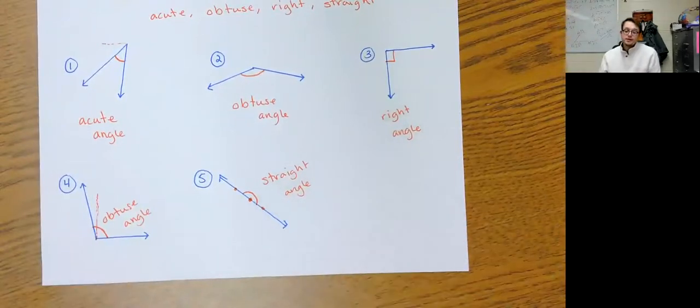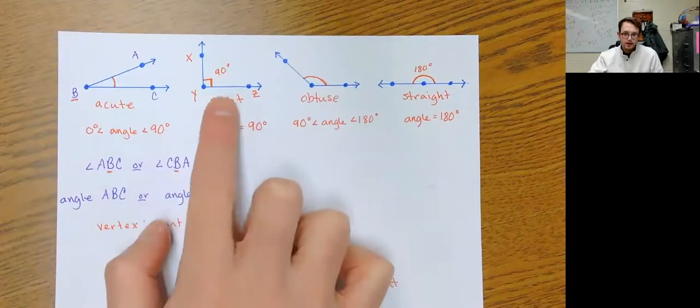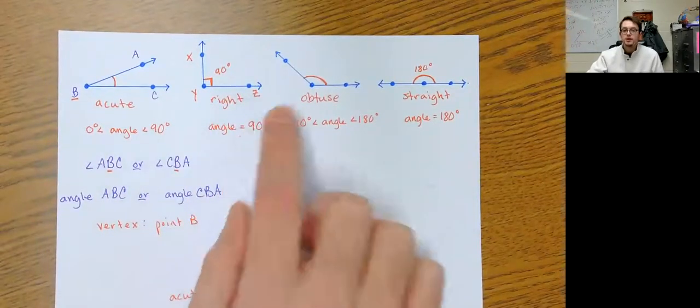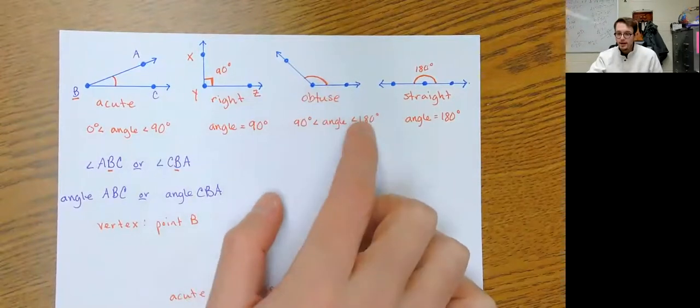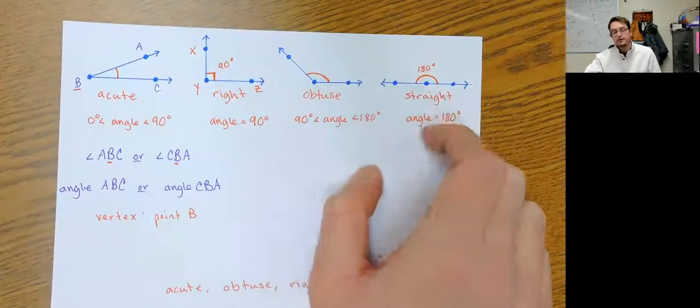All right, so that's how you can visually tell whether an angle is acute, between 0 and 90, right, exactly 90 degrees, obtuse, between 90 and 180, and then straight, which is exactly 180 degrees, which is a straight line.